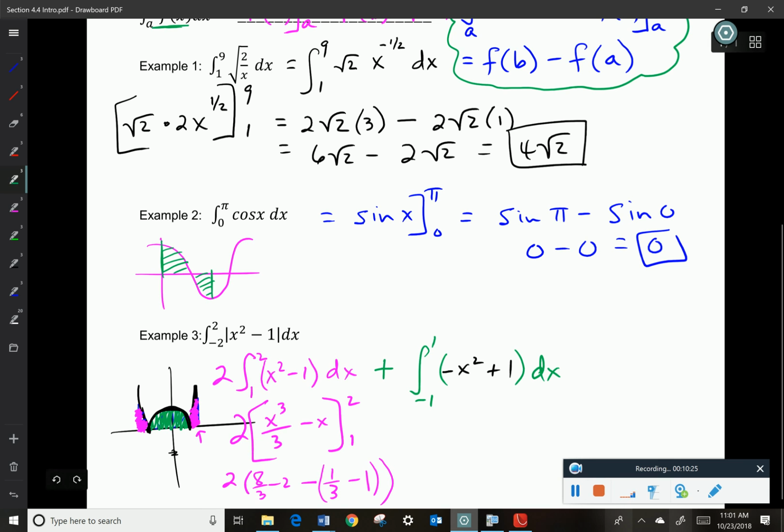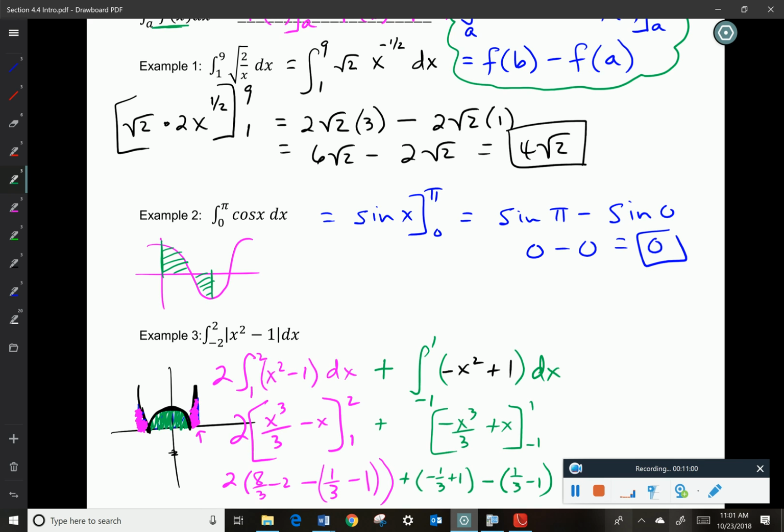And then just to set it up for you, over here, it's going to be negative x cubed over 3 plus x. And I'll evaluate that from -1 to 1. So if I plug in a 1, it's going to be -1/3 plus 1. And minus, if I plug in a -1, that's going to become a positive 1/3 minus 1. And again, I'll let you do the math. If I put all that together, I could find that total area. Okay, so just something to keep in mind.